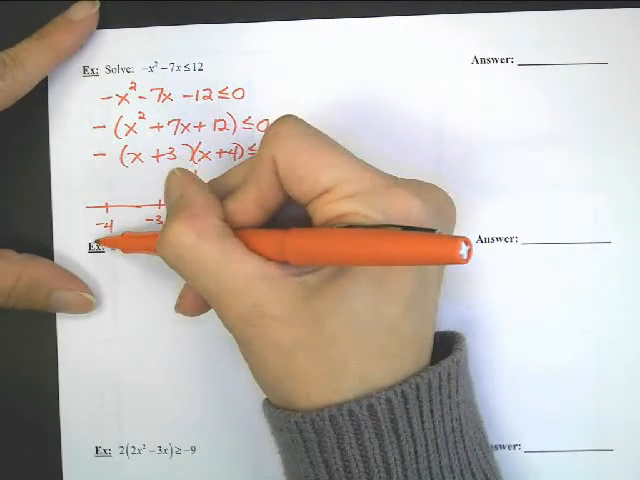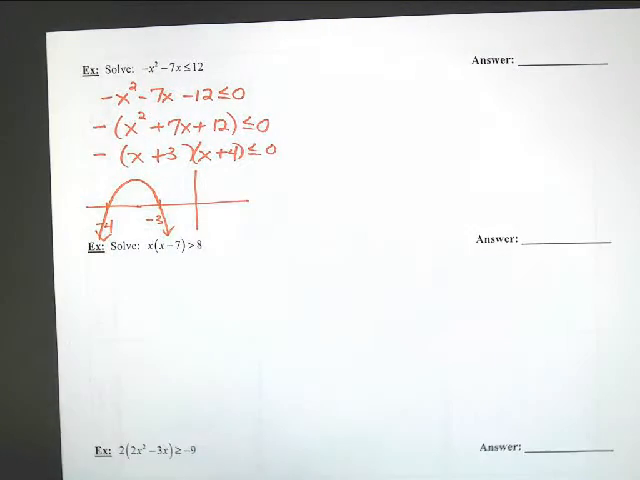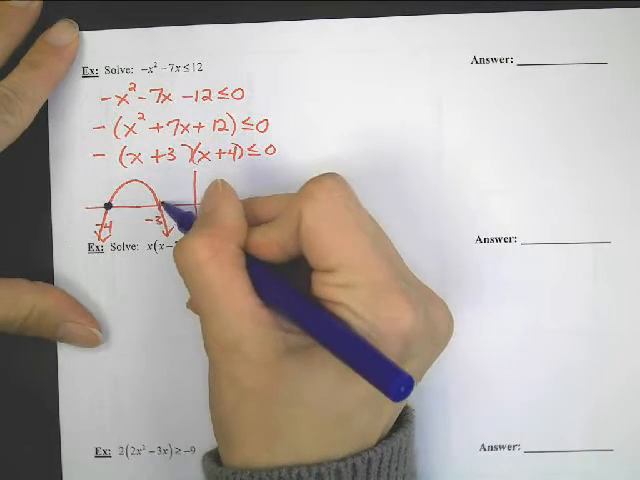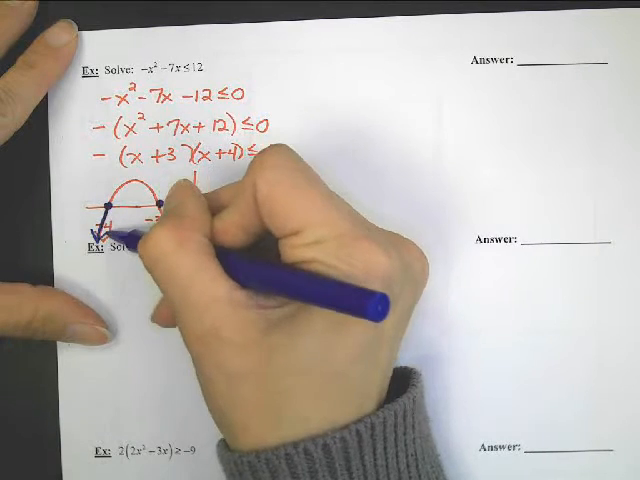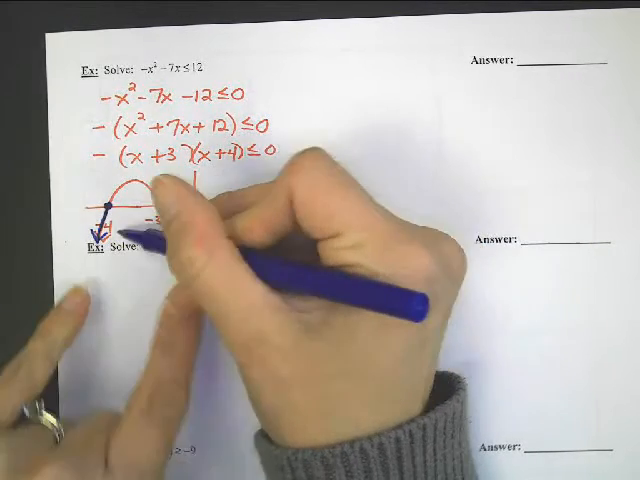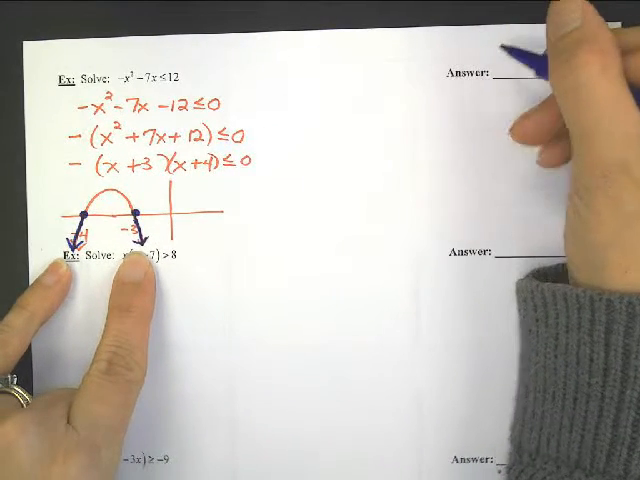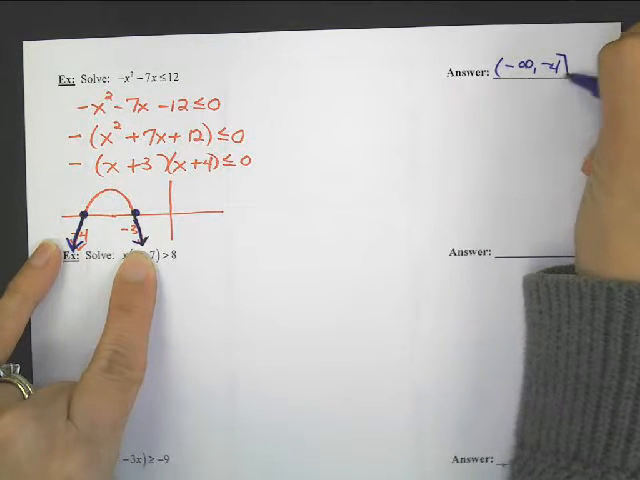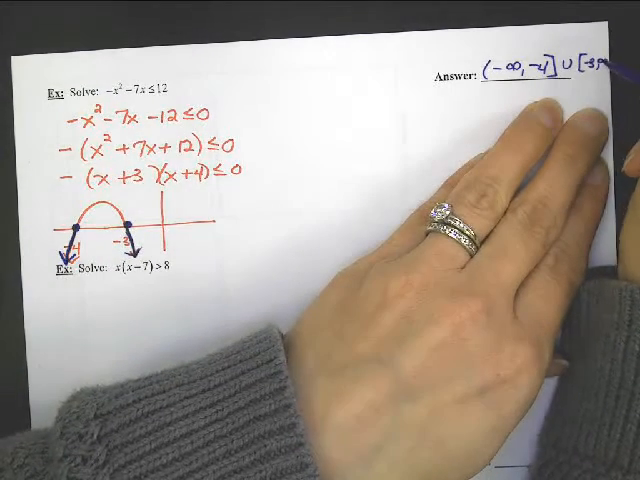So I want to make sure that I have a parabola that's opening down with those x-intercepts. Okay. It says here that they want less than or equal to 0, so that's going to be equal, and that's going to be equal. And where is this parabola less than 0? Here, this arm and this arm. So we have two pieces that are less than 0. So I'm going to say from parentheses, negative infinity up to negative 4 with brackets, union, brackets, negative 3 to infinity.